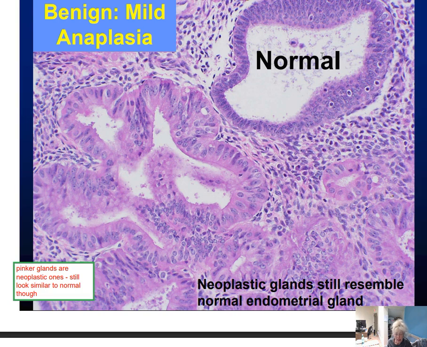Benign, mild anaplasia. Here we have normal. And look at the stroma here. So these are neoplastic glands, but yet they still resemble normal endometrial glands to some degree. But if you compare them to normal, you can see that there's a difference. They're larger, they're arranged not as evenly, they don't share the same cellular architecture. The pinker glands are neoplastic. They still, however, look similar.